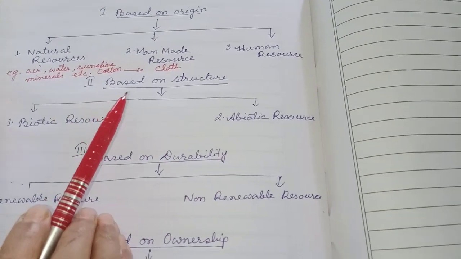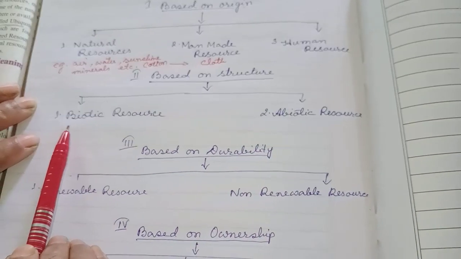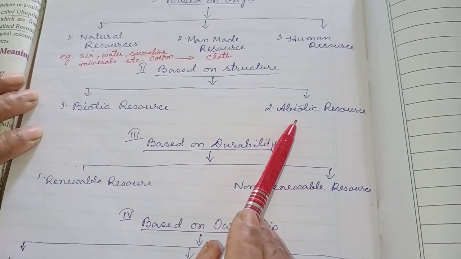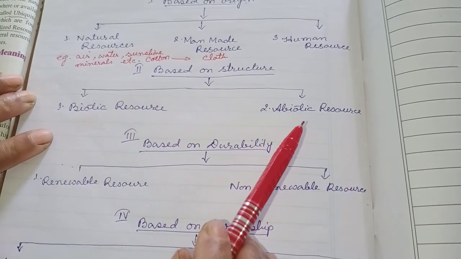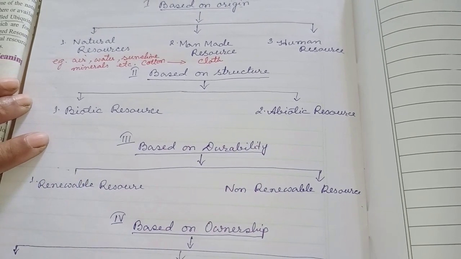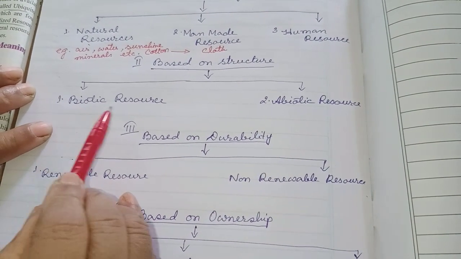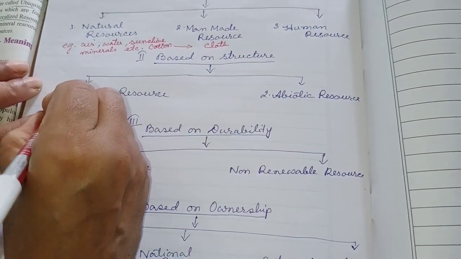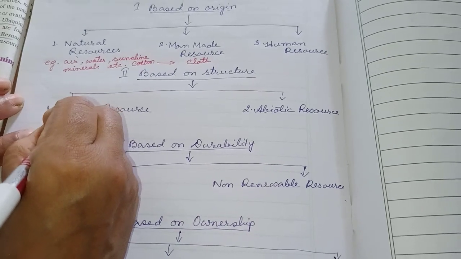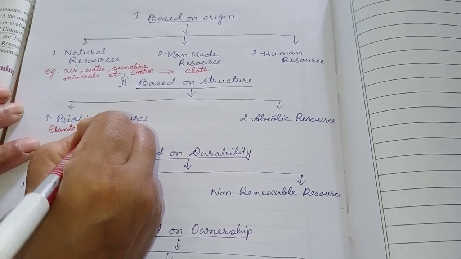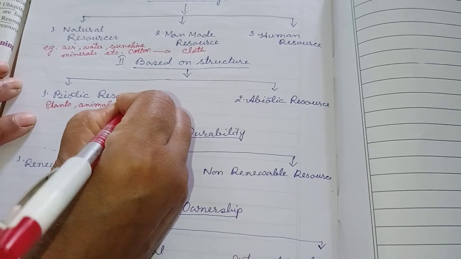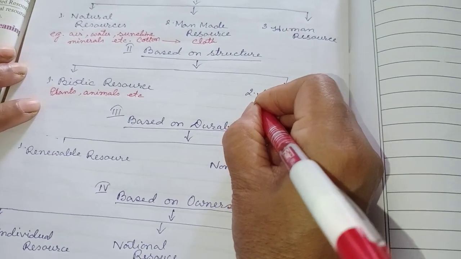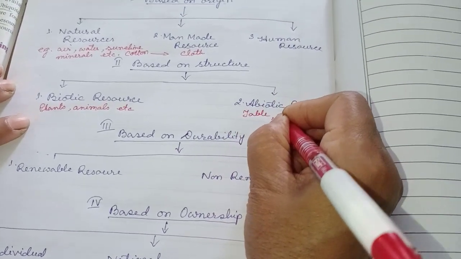Now come to the point, based on structure. Based on structure, natural resources can be divided into two parts: biotic resource and abiotic resource. You have already learned about biotic and abiotic resources in lower classes. Biotic means living things, abiotic means non-living things. Biotic means plants, animals, etc. And abiotic things are table, chair, books, etc.